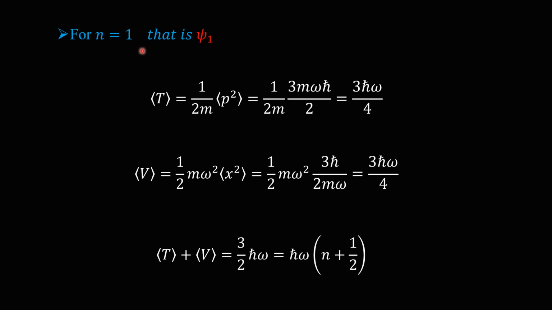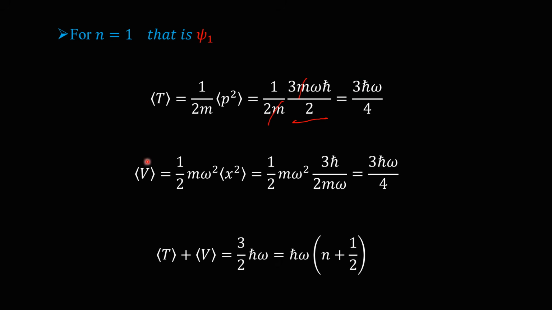Now we will see the same for n equal to 1, that is psi 1. So the kinetic energy is 1 over 2m times the expectation value of p squared. The expectation value of p squared is equal to this one, 3m omega h cross over 2. Now this m will get cancelled. So you will get in the numerator 3 h cross omega divided by this 4.